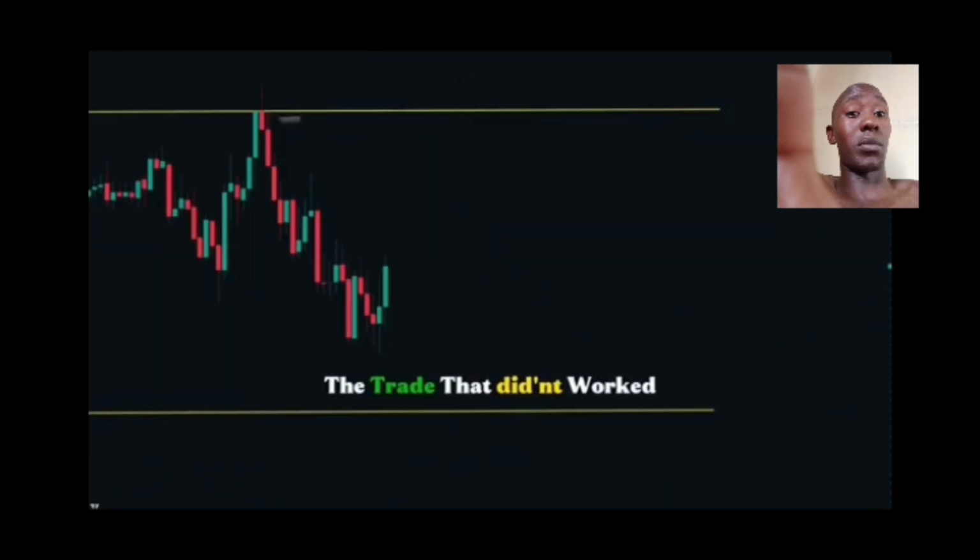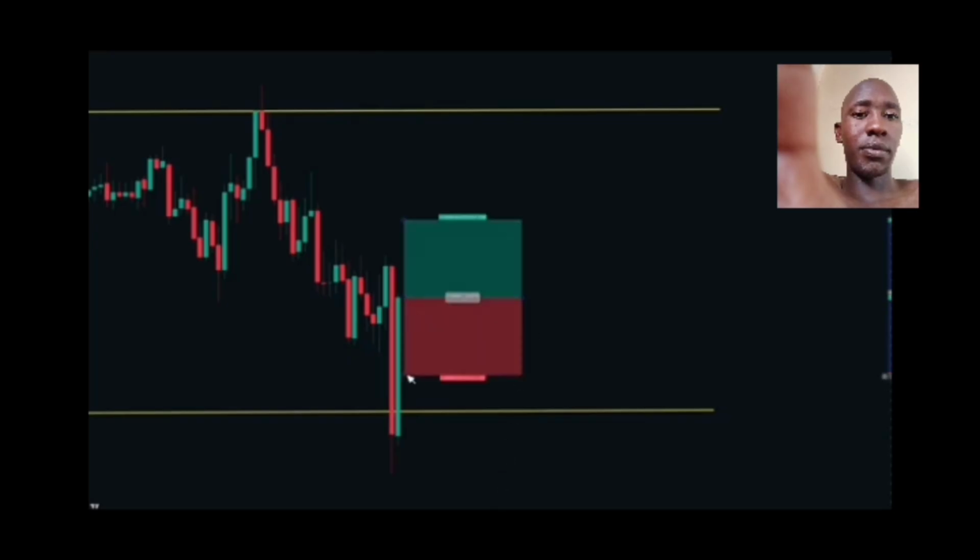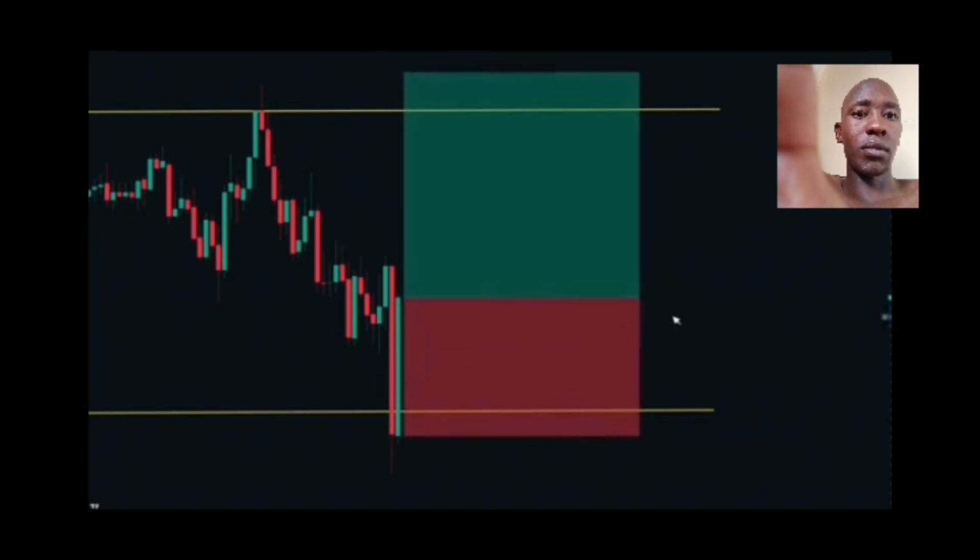Now, here's a trade that didn't work. And I want to show you this because losses are part of trading. Look at the setup. Price broke below the range, then closed back inside. Textbook setup. We go long, stop loss at the lows, take profit at 2R. But watch what happens. Price moves up initially, looking good, but then reverses hard and hits our stop loss.